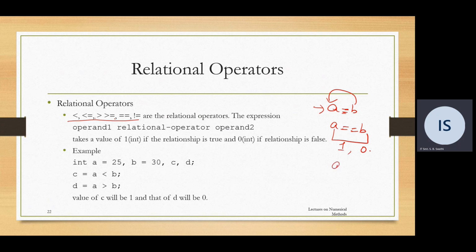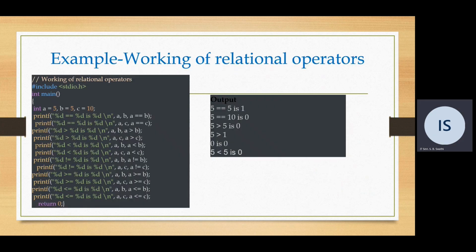Similarly, you can also check whether a and b are not equal. If they are not equal, that means a has 5, b has 4, some different values, it will return true. The result will be represented using the number 1. If it is false, it will be shown using 0. So that is how we use these operators. And this is a sample program for relational operators, students.